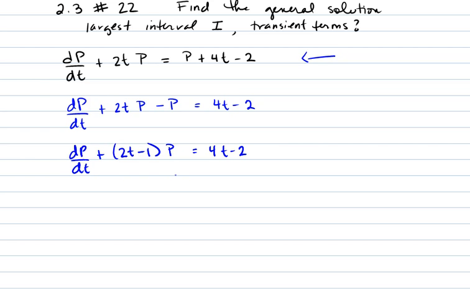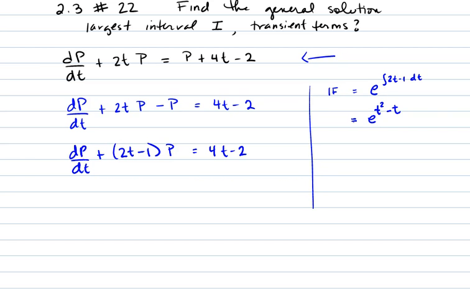Okay, so this is a linear differential equation. It's first order and linear, so we're going to go ahead and find the integrating factor. We'll do that here on the side. The integrating factor is e to the integral of (2t minus 1) dt in this case, and so that is going to be e to the t squared minus t.